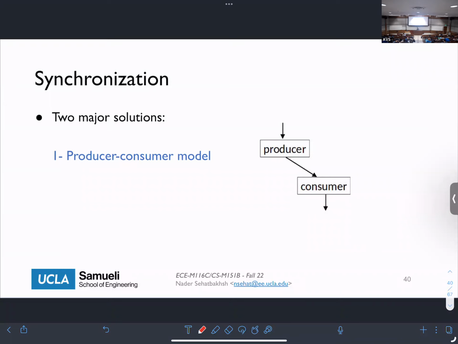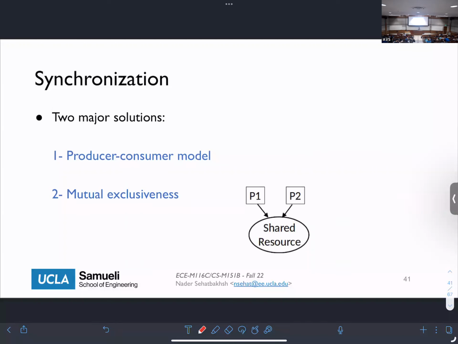All right. So there are two major ways of synchronization. The first model is what we call producer-consumer. There will be a scenario in which one is going to produce something, and the other one is going to consume it, take that and move it forward, and then we can do it back and forth. The other one is what we call mutual exclusiveness, and that's the one that's more popular. It basically says that if we have a shared resource, we always guarantee that only one of them is using it. If we do that, then we don't have race conditions, because only one of them is active and changing things in that shared resource.